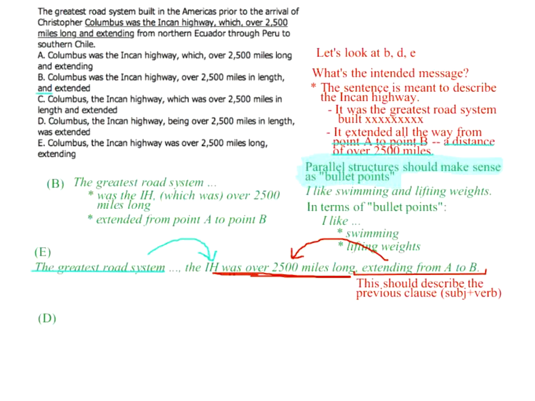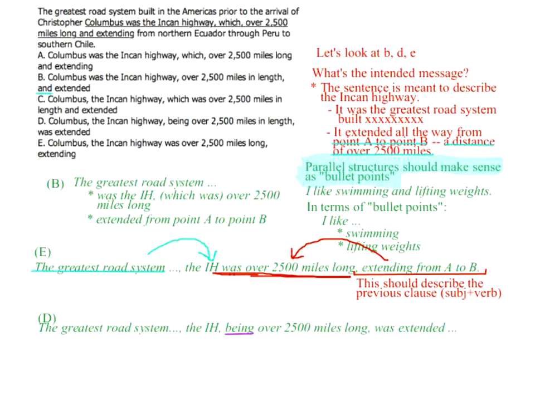So the greatest road system, the IH comma being over 2,500 miles long was extended. Okay, the first problem is, yes, starting a modifier with being is sort of sketchy. That is true.